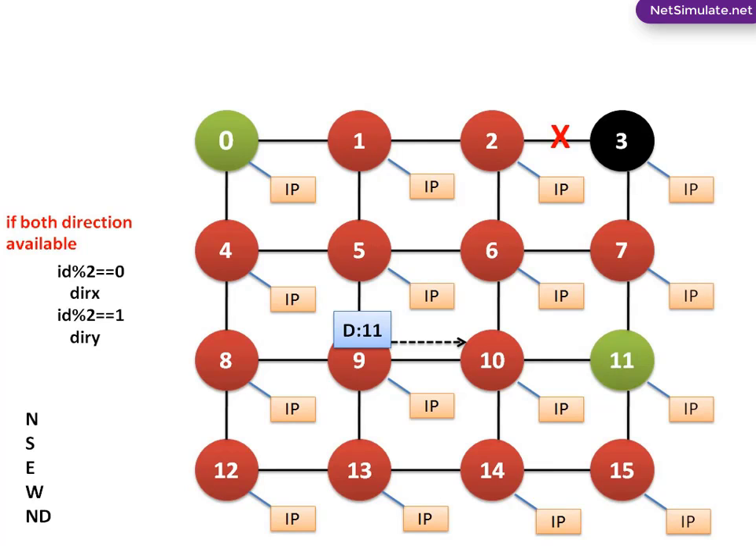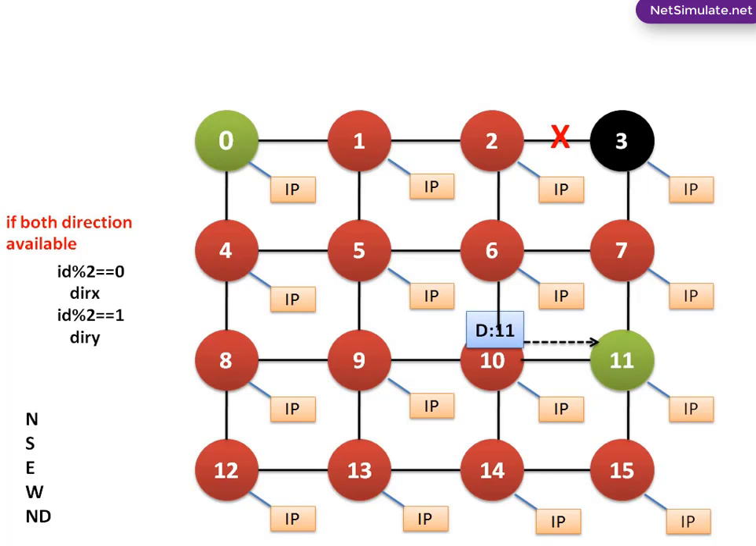So the only option left with us is x direction. So in x direction, this node, you can see the destination lie in right side, so it will send the packet in east and the packet delivered to 10.